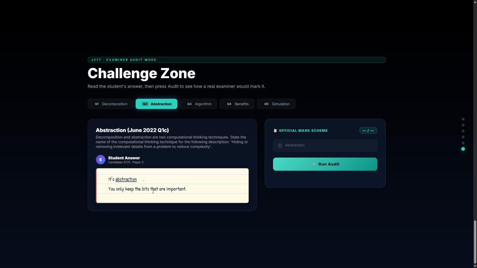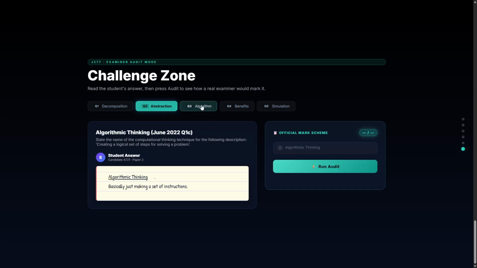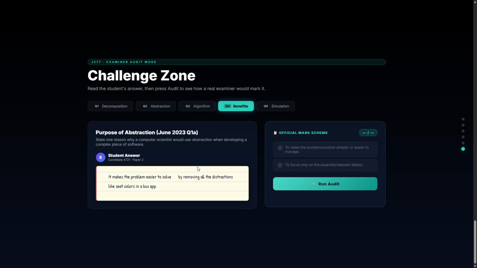Abstraction, you only keep the relevant details. State the name of the computational thinking technique for the following: hide or remove irrelevant details. The student wrote abstraction, correct. Creating a logical set of steps for solving a problem is algorithmic thinking, correct. These are all past paper questions.